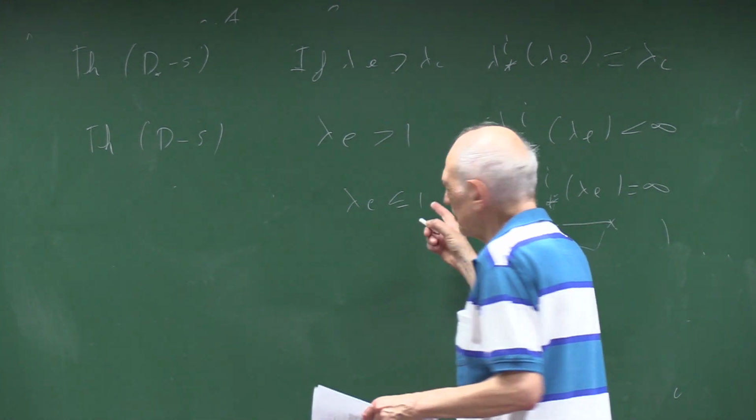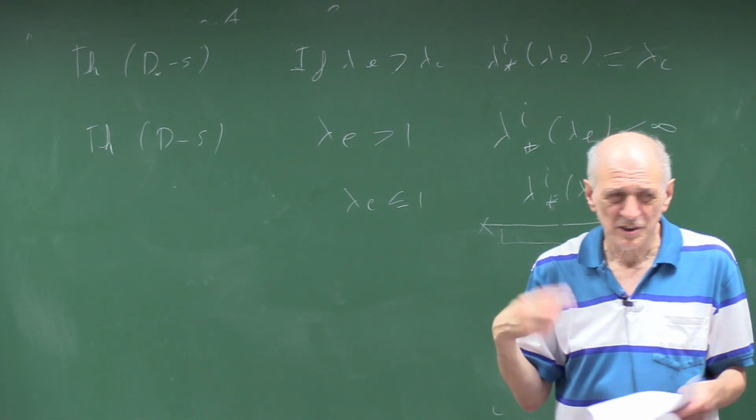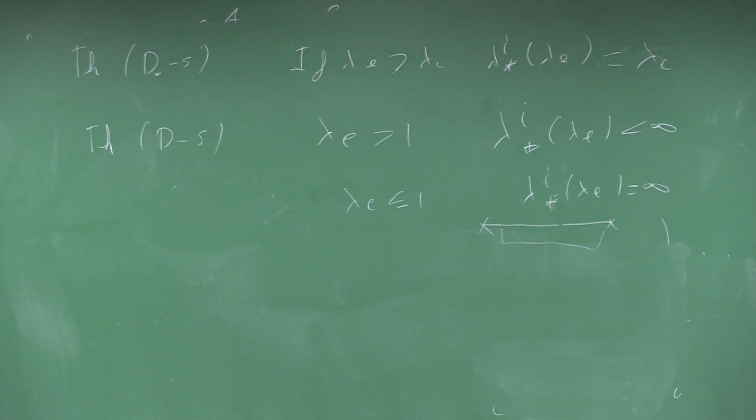So even if lambda I is less than or equal to 1, even if lambda E is very large, the infection will not survive. Okay, the second result is the easier one to prove.